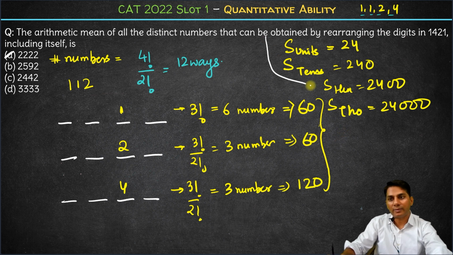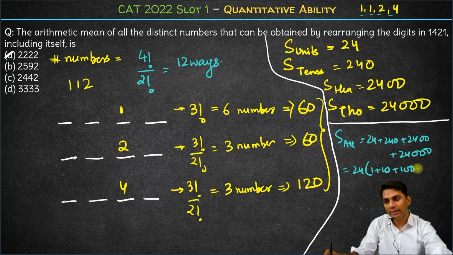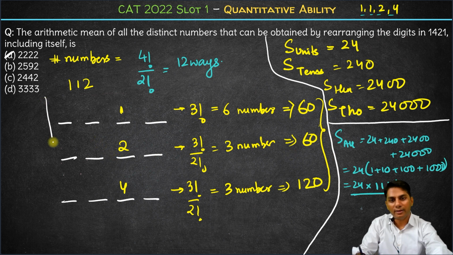This is going to be the sum of the units digit, tens digit, hundreds and the thousands digit. So the sum of all the numbers will be the sum of all these: 24 plus 240 plus 2400 plus 24000. Taking 24 common, we have 1 plus 10 plus 100 plus 1000. So this comes out to be 24 into 1111. This is the sum of all the given numbers.